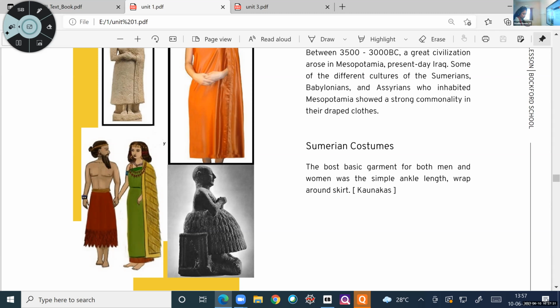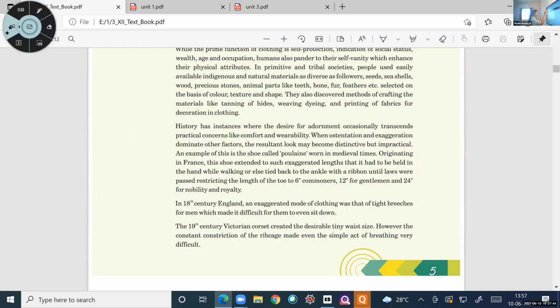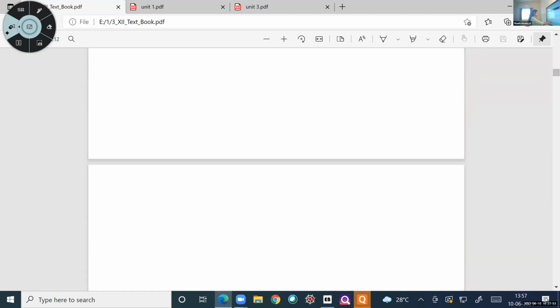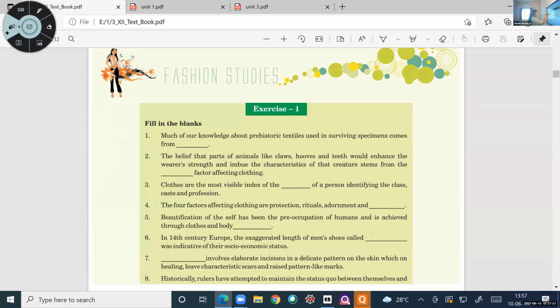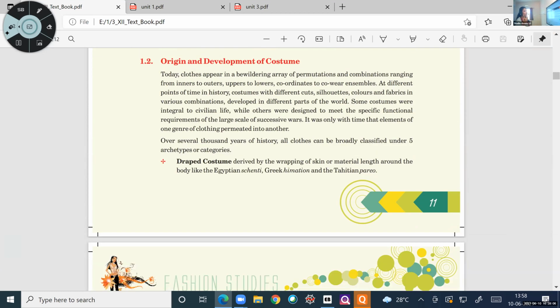So read, okay? After reading the chapter, try answering the questions in the activity section. If you have time, try answering the questions in the activity section, okay? So tomorrow you're having which subject exam? The exam starts on the 12th, I guess, on Saturday, right?